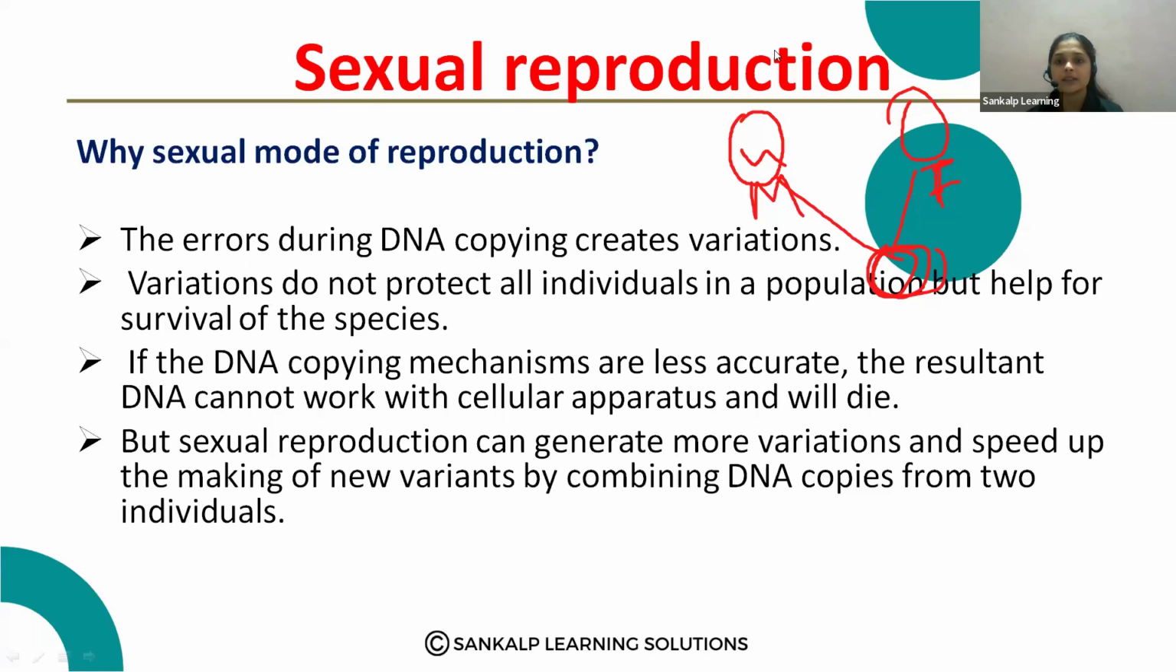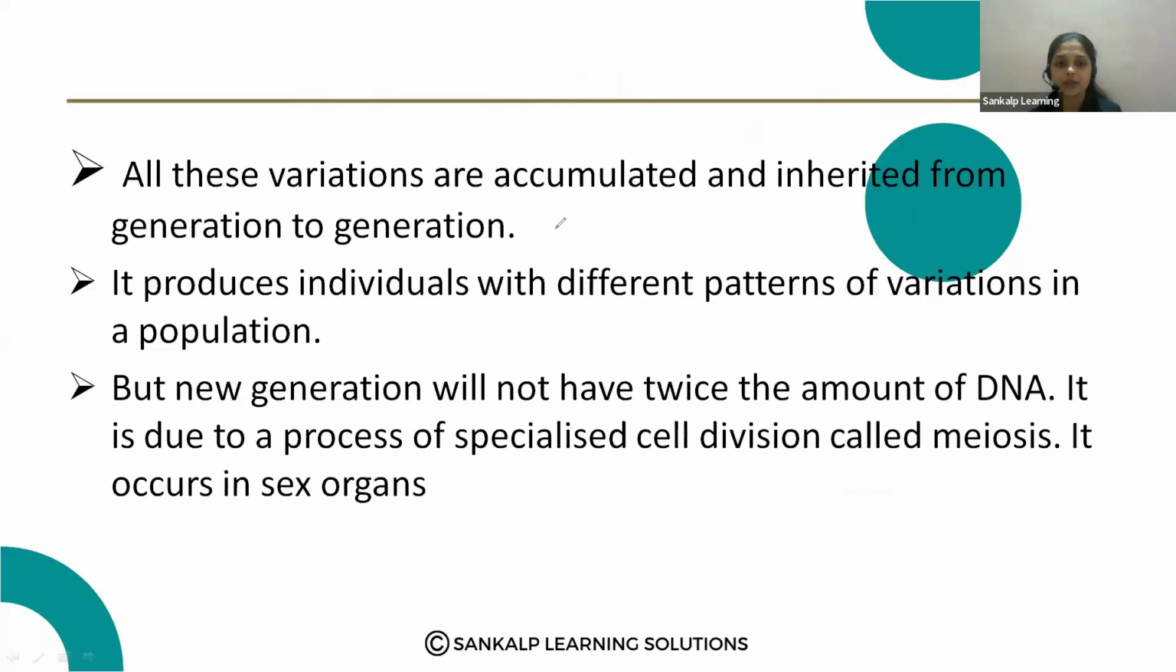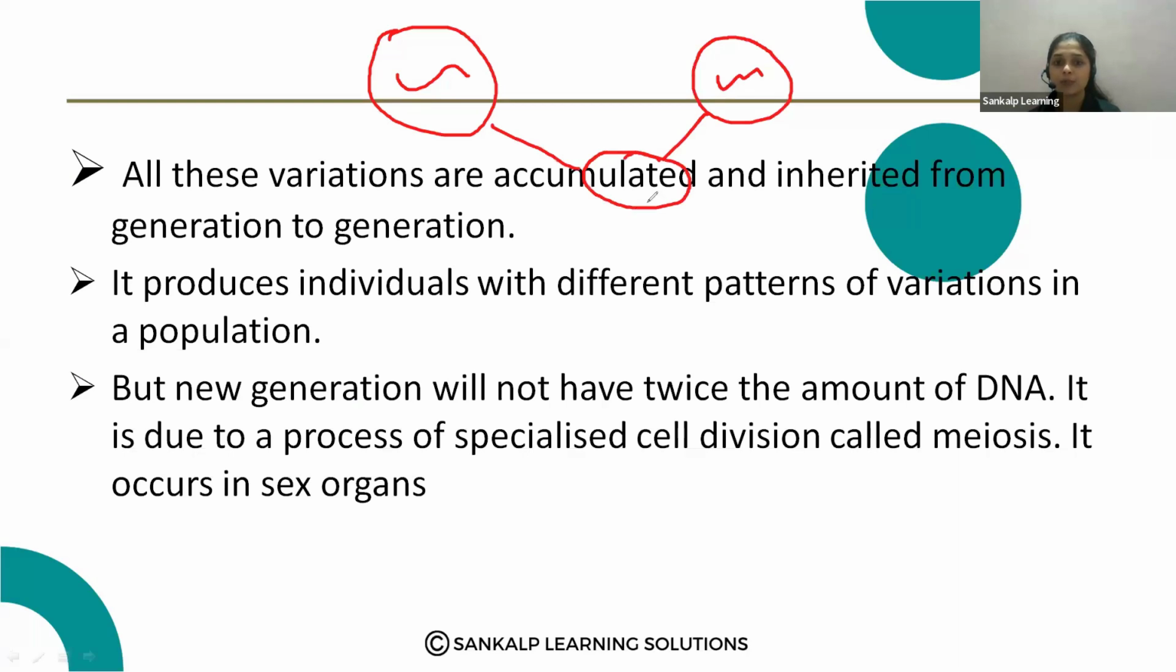And all these changes accumulate and are inherited from generation to generation. Here what we are saying is, from the male you are receiving a copy of DNA, and from the female also you are receiving a copy of the DNA, but the DNA amount will not be twice. So here the DNA is not twice in the new organism.